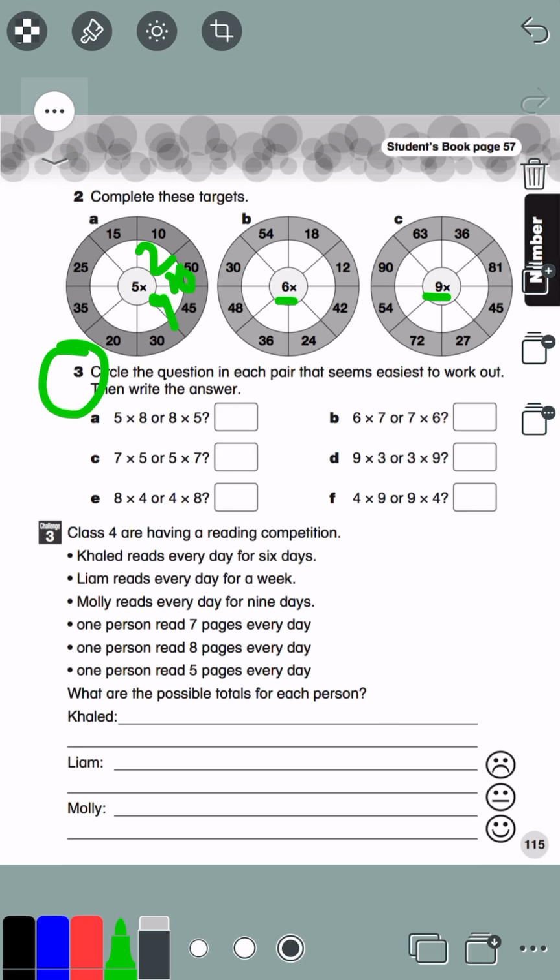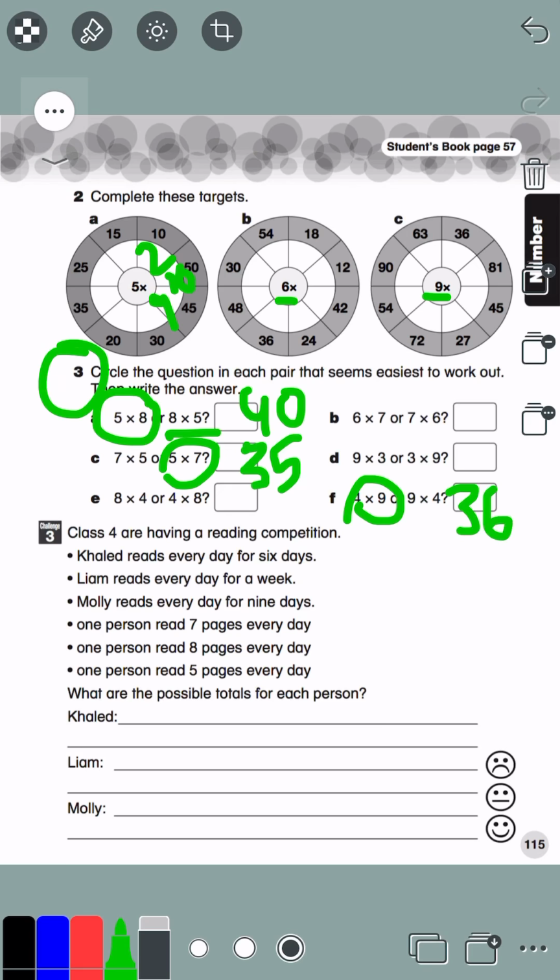Or which multiplication is easiest to work out? 5 times 8 is easier than 8 times 5, which equals 40. Now, 5 times 7 is easier than 7 times 5, which equals 35. Although it's the same, sometimes beginning with a certain number is easier. So 4 times 9 equals 36, and it's easier than 9 times 4. And it's always the same.